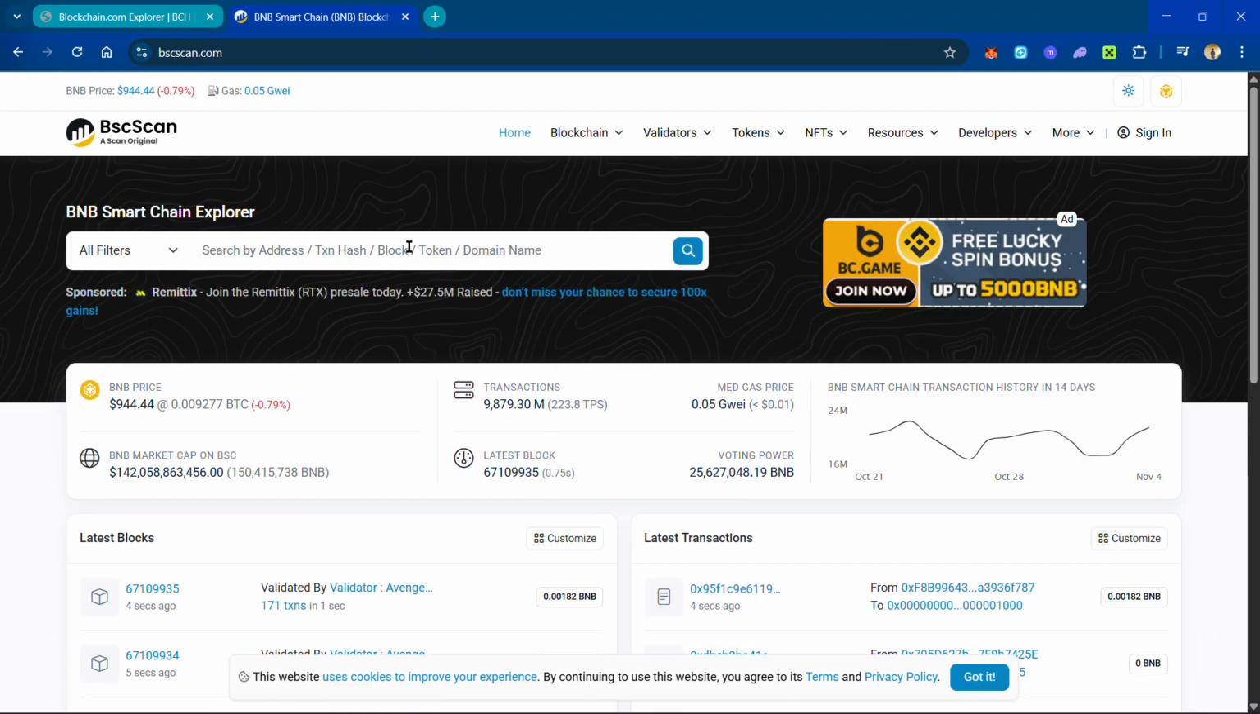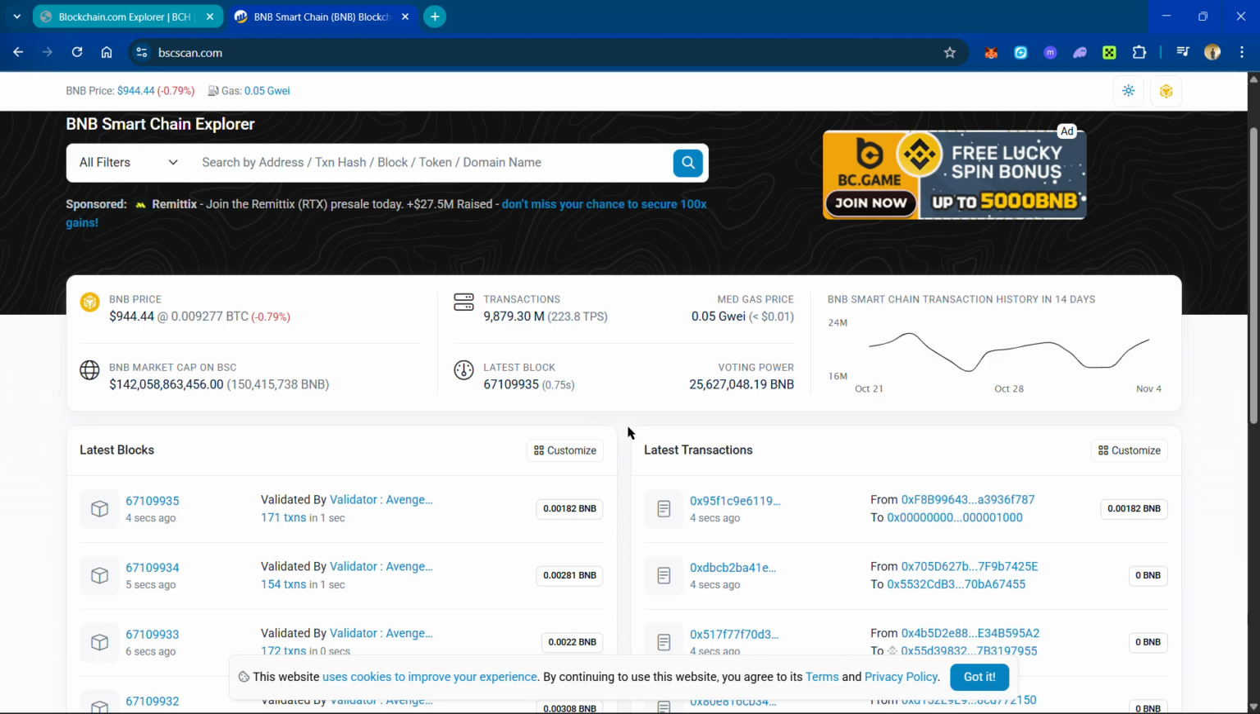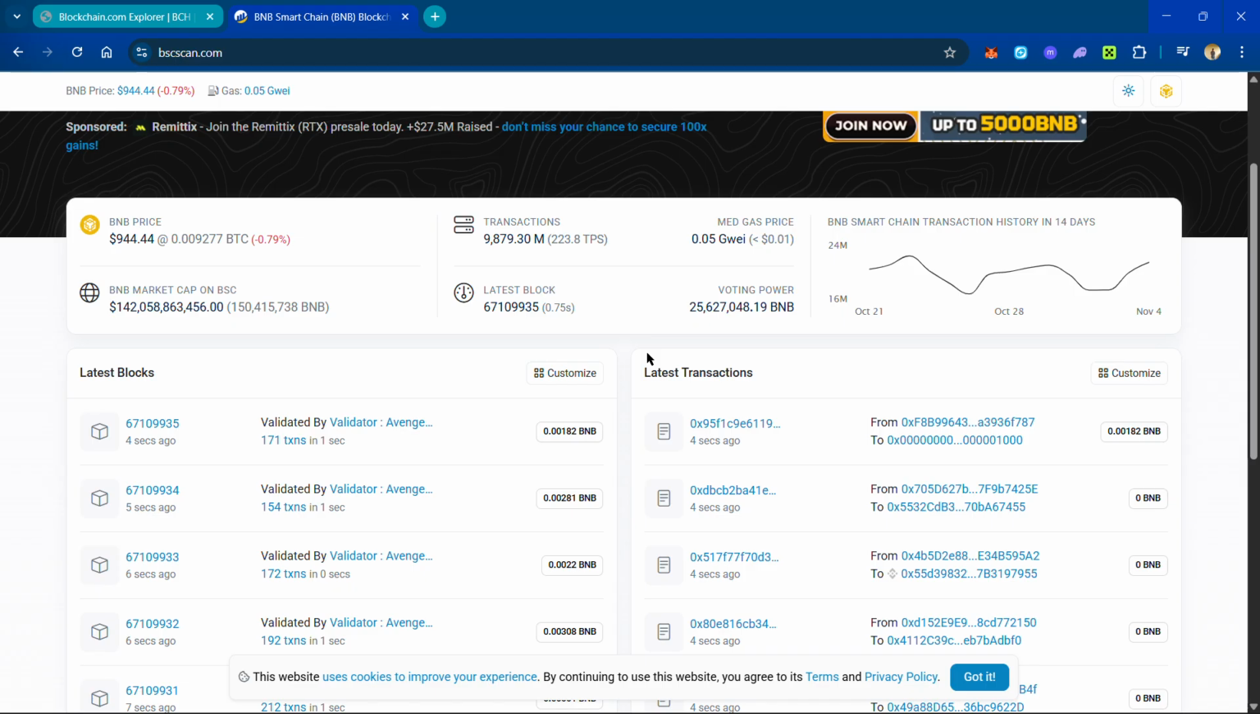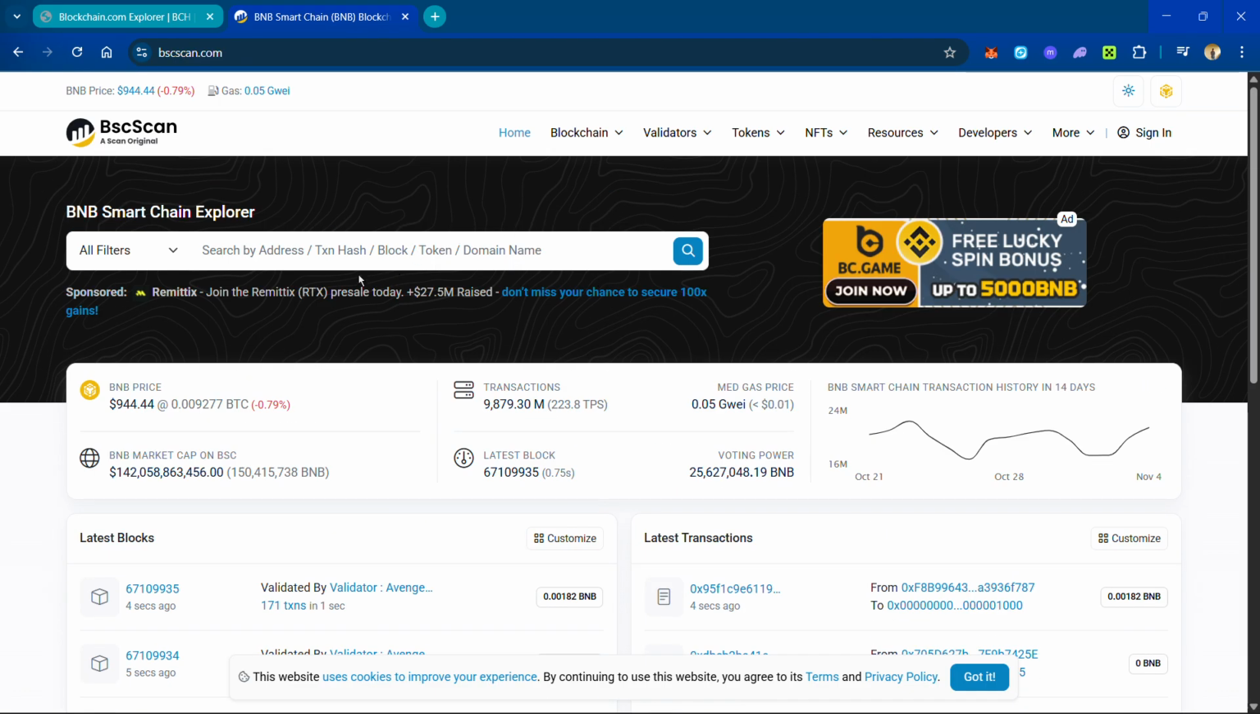Okay, so this is the Binance blockchain. And we use bscscan.com to access the Binance blockchain. As you can see here, we have the search bar if you want to search a transaction hash, a block, a token, or a domain name. We'll talk about tokens in one of our classes.